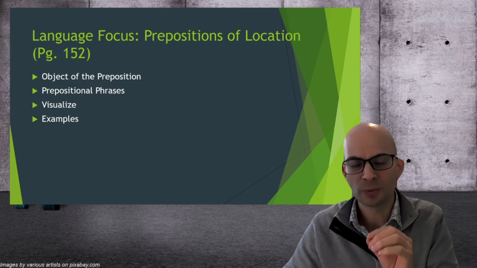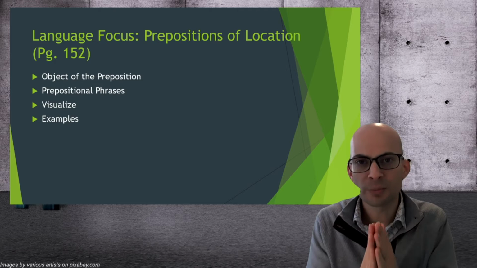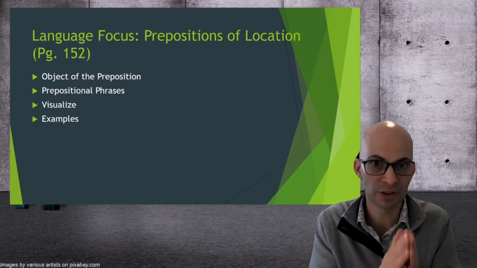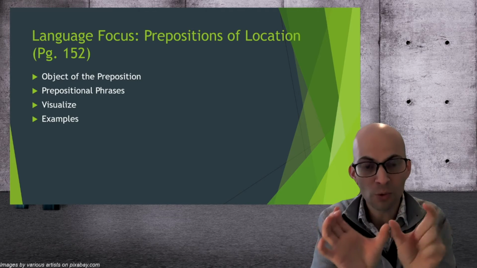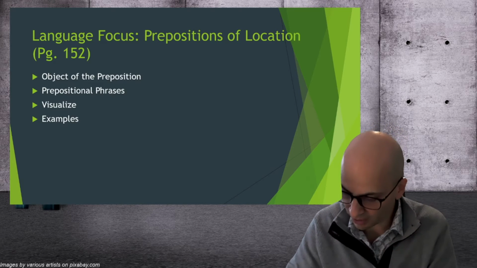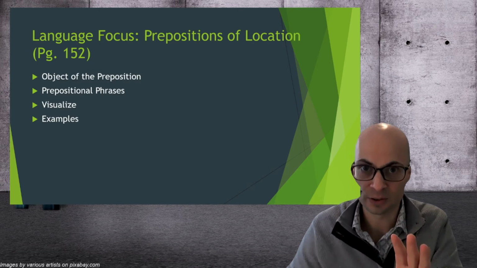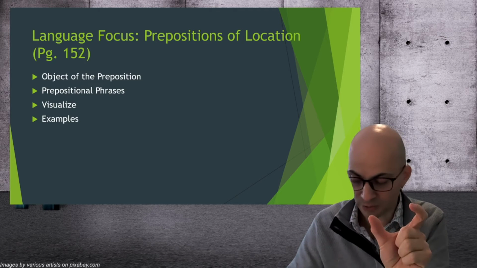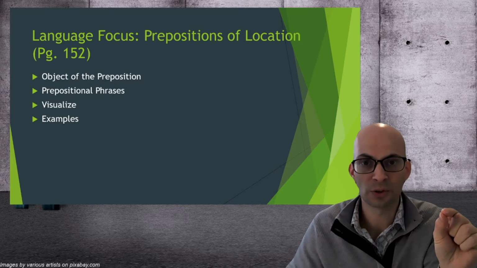So first, we need to think of the object of a preposition. An object of a preposition is the noun that immediately follows a preposition. The preposition and the noun, that whole phrase is called the prepositional phrase. So we have, for example, here, the new bank is, now here's the prepositional phrase, on Wilson Road, prepositional phrase, near the bank, and it just underlines that whole thing.